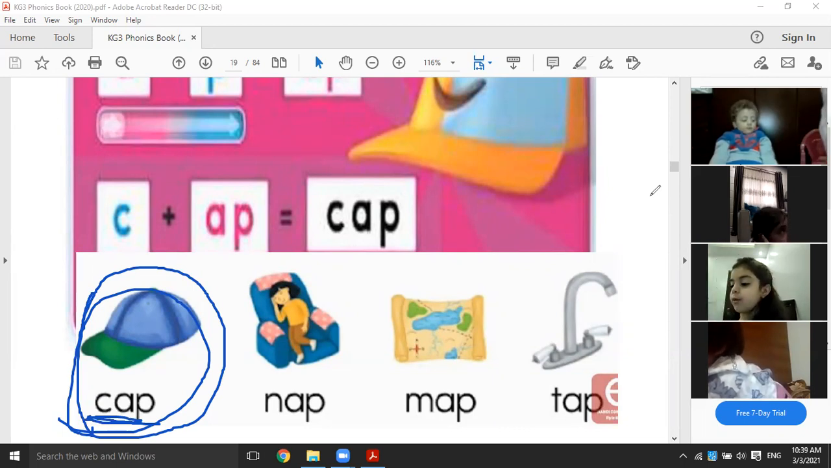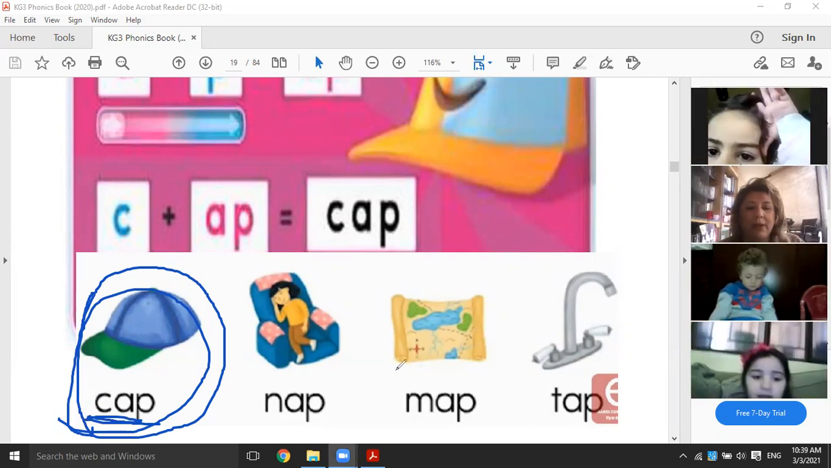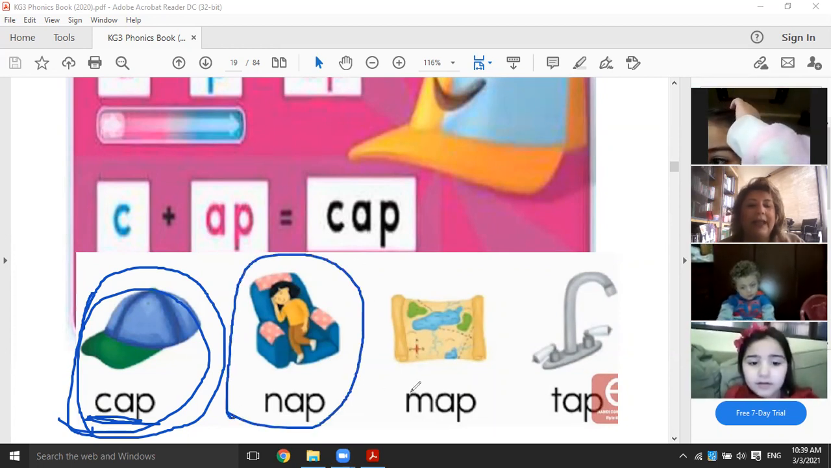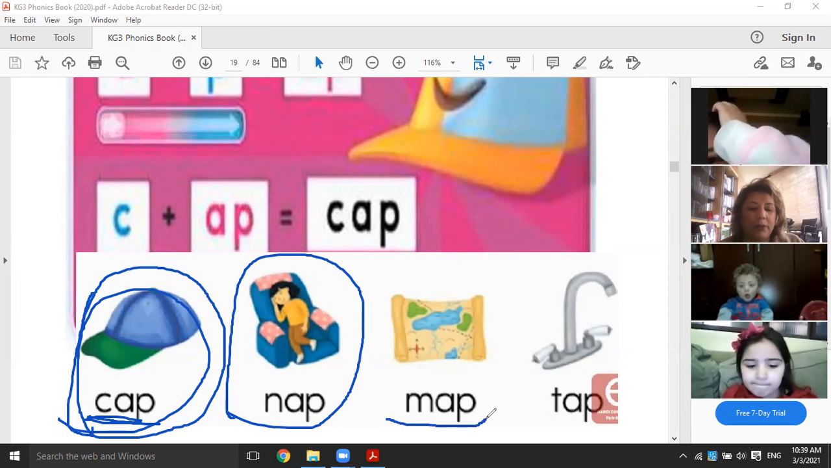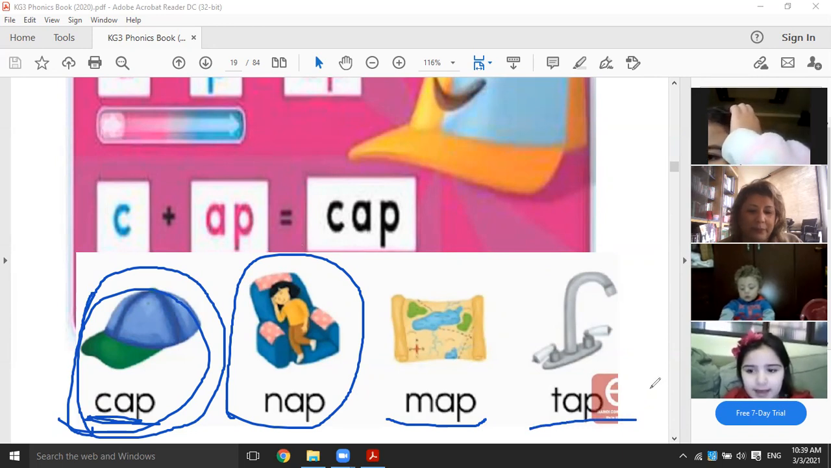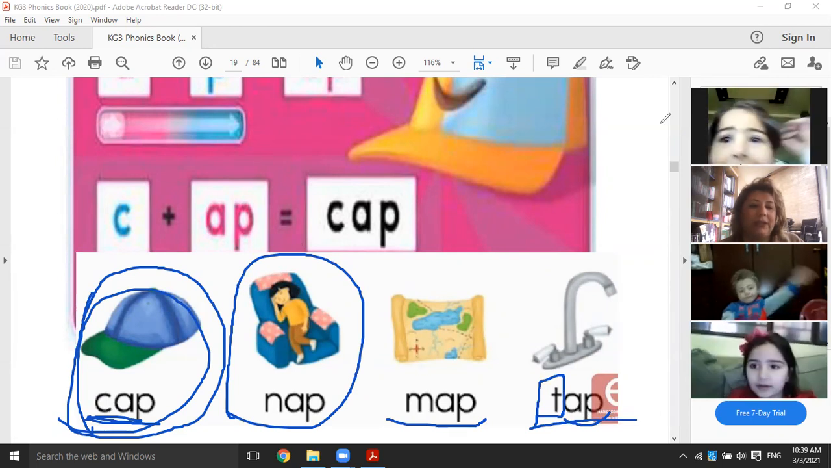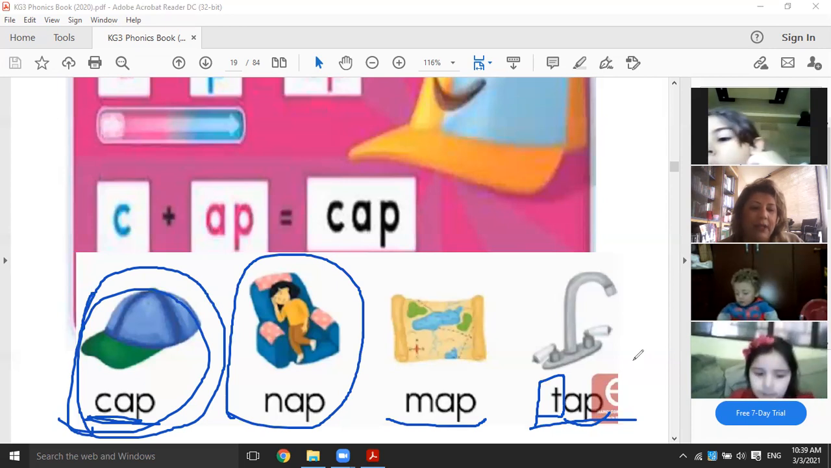Okay, Seema, I'm coming back to you. What is this picture? And the word? Nap. And this one? Map. And this one? Spell it. The beginning sound is T and we have A. Tap. Okay, thank you.